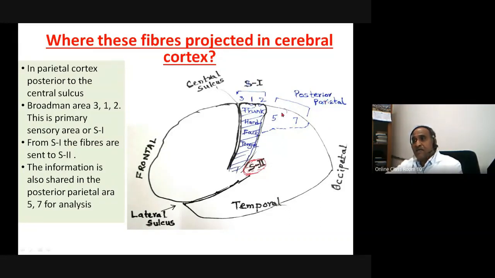This posterior parietal area is in connection with the visual area. The occipital area is the visual area. The posterior parietal area is also in connection with the auditory area, and here is the limbic structure; it is also in connection with the limbic area. So what does it mean? The visual area, the auditory area, and the limbic area. Okay, so that is what I have mentioned here. This is where it is projected.